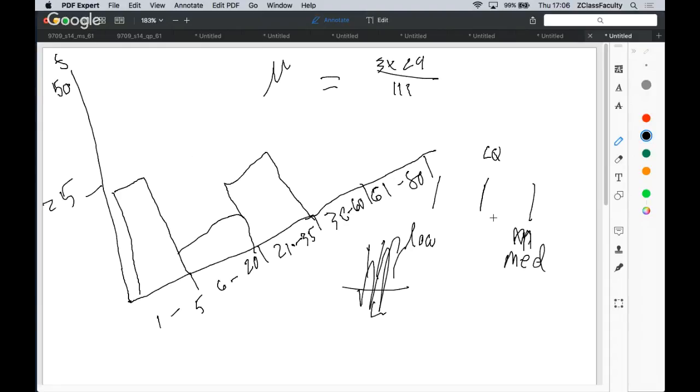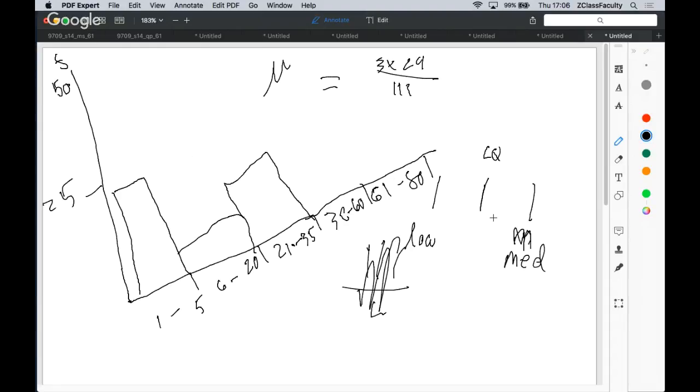So the median is 56, and then the lower quartile would be half of that. So 56 divided by 2 is 28, which is in this group. So it would be 6 to 20. What about the upper quartile? You just add 28 to 56. So what is 56 plus 28? It's 84.